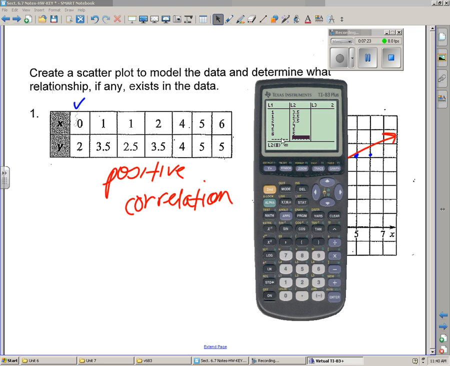So I've got my lists matching up. I'm going to double check. Let me go all the way back up. 1 should actually have a 2. So I did something wrong here. No, I didn't. So I've got 0, 2. 1 is 3.5. The next one was 2.5, 2, 3.5, 4, 4, 5, 5, 6, 5. So that's good. I'm going to go back to my notes for a second.